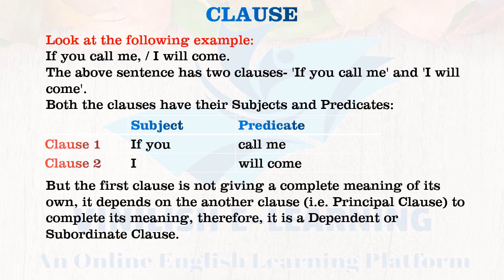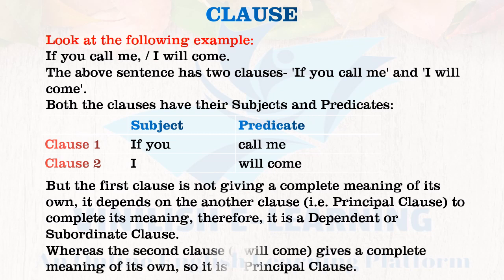But the first clause is not giving a complete meaning of its own. It depends on the other clause, the principal clause, to complete its meaning. Therefore, it is a dependent or subordinate clause. Whereas the second clause, I will come, gives a complete meaning of its own. So, it is a principal clause.